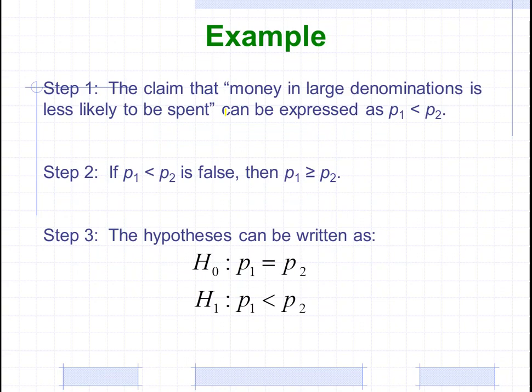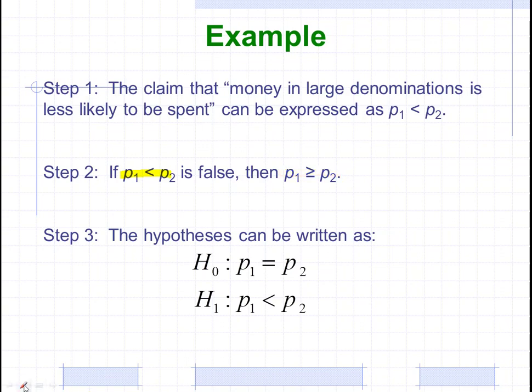There's our claim, and our group 1 was the dollar bill group, and group 2 was the quarter group. So we think the proportion is going to be less in the dollar bill group than it is in the quarter group. So we're going to state our claim, but if it's false, here is what it would be.